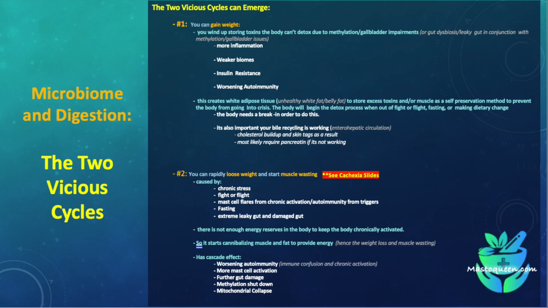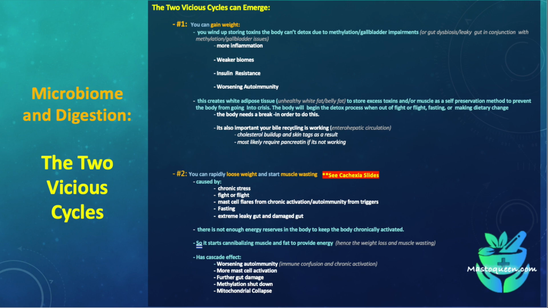And this is caused by chronic stress, chronic fight or flight, mast cell flares, and chronic activation and autoimmunity from triggers, fasting, too much of it, and extreme leaky gut and damaged gut. There is not enough energy reserves in the body to keep the body chronically activated. So it has to get its energy from somewhere, and it starts cannibalizing your muscle and fat in order to create energy for your body.